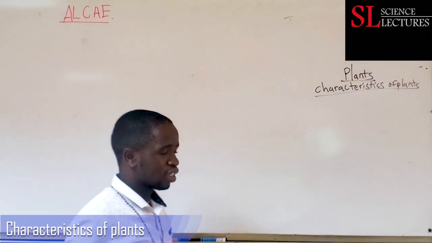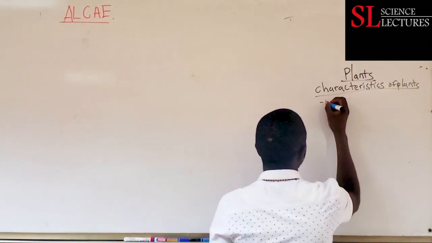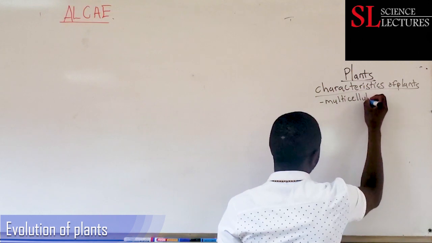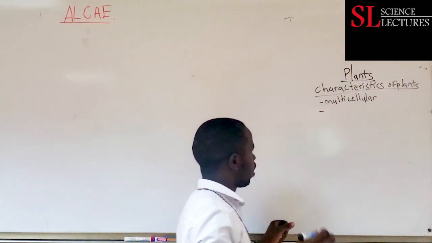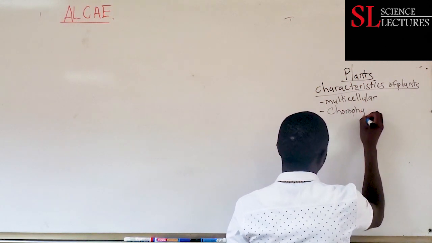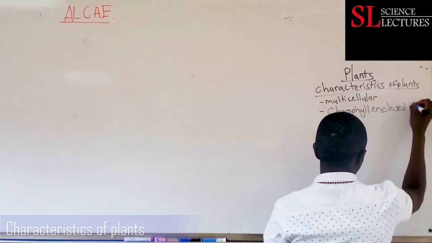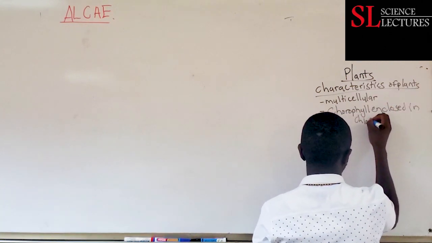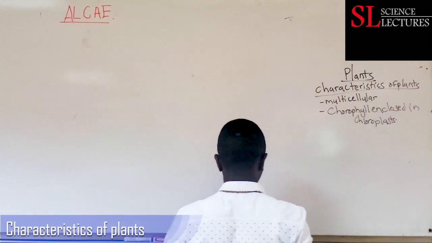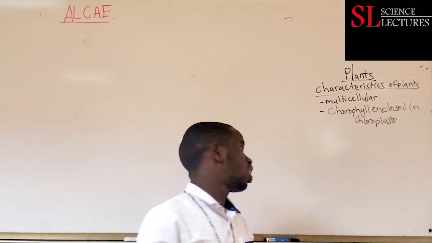Number one, for anything to be called a plant, it must be multicellular. On top of that, it must have chlorophyll enclosed in chloroplasts. That is why things like Euglena, though they have chlorophyll, are not classified as plants.